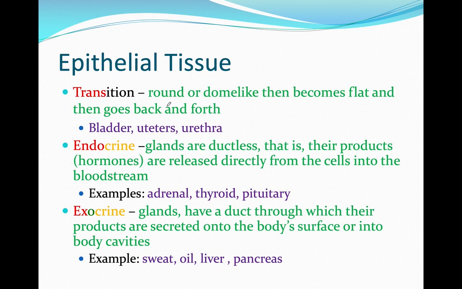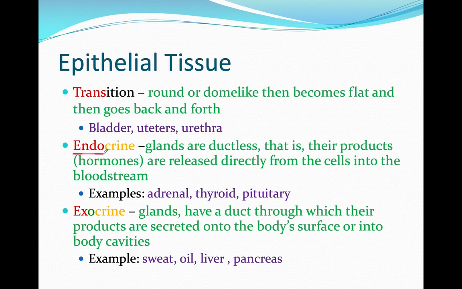Transitional is going to change shape. So my bladder, my uterus, and my urethra, where I need things to change shape and stretch out. Transition through, across. So I want you to think about a balloon, where a balloon is going to stretch and change shape as we put air in it. That's going to be the same with your bladder. So it's going to go to dome and flat-like, and then it's going to stretch itself out a little bit.